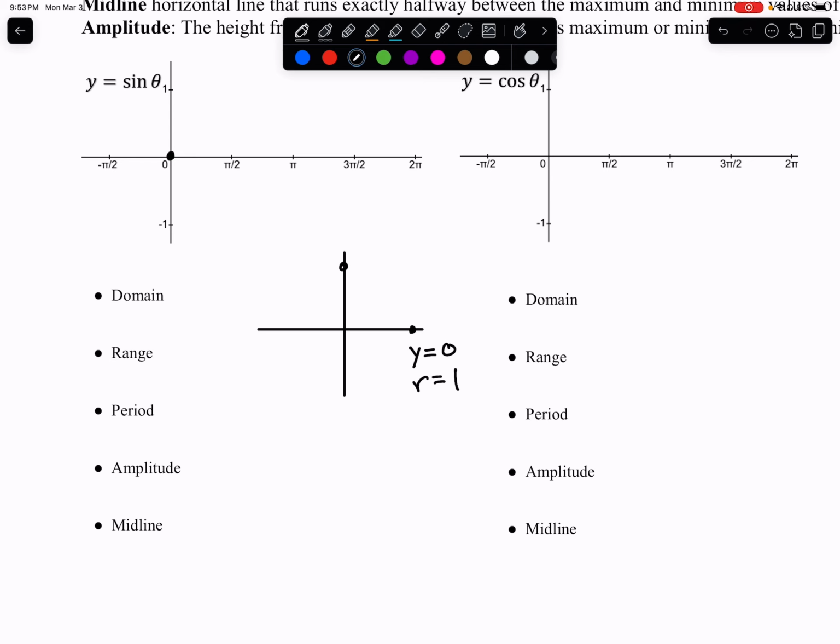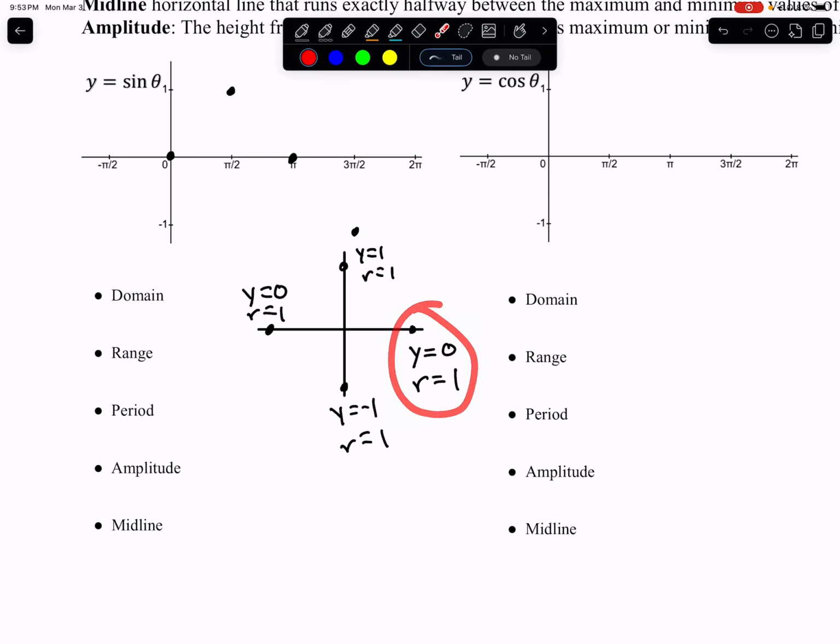If we jump up here to 90 degrees, or pi over 2, here y is 1 and r is 1. 1 divided by 1 is 1. So sine of pi over 2 is going to be 1. If we go over here to pi, over here y is 0, r is 1. So sine of pi is going to be 0. If we go down here to 3 pi over 2, y is negative 1, r is positive 1. You divide those, you get negative 1. Then you get back here at 2 pi, you get 0 over 1, which is 0.